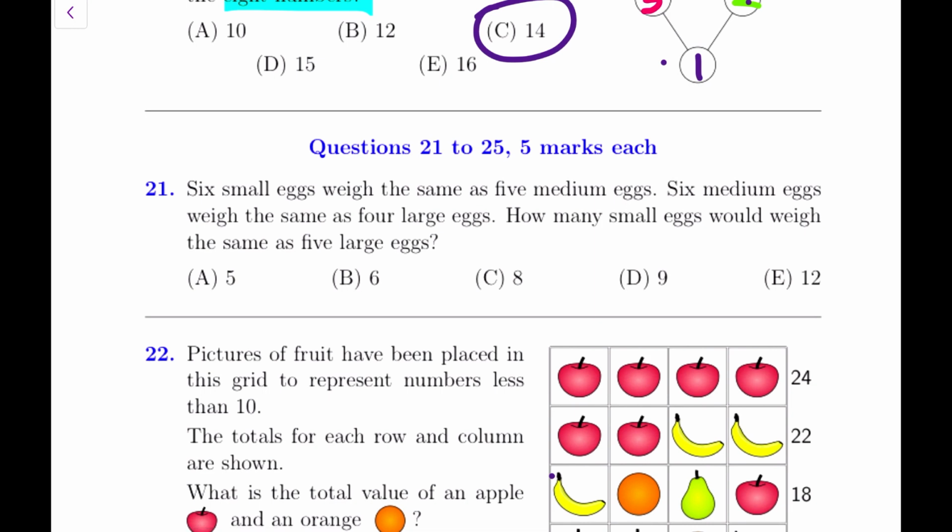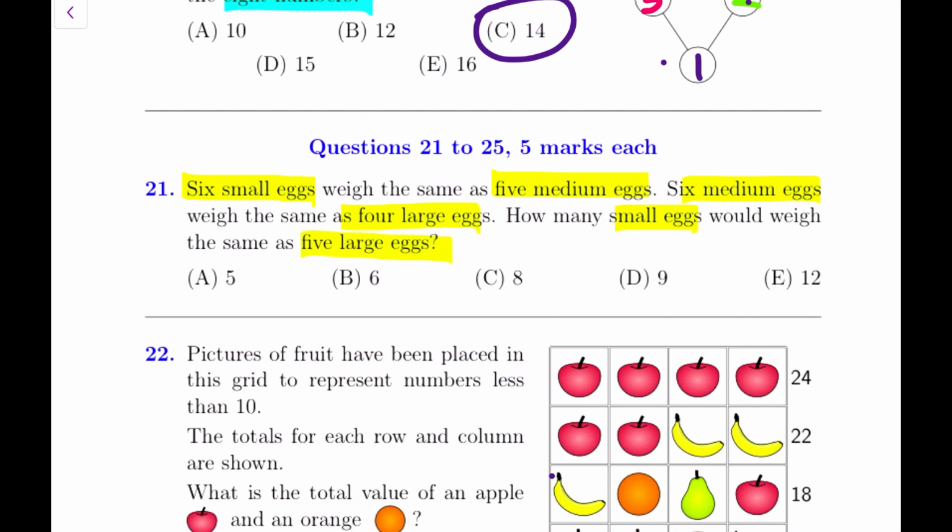All right, so question number 21. 6 small eggs weigh the same as 5 medium eggs. Let me highlight it. So 6 small eggs are the same as 5 medium. 6 medium eggs weigh the same as 4 large eggs. It's always recommended to highlight important information so that you don't miss out. How many small eggs would weigh the same as 5 large eggs?